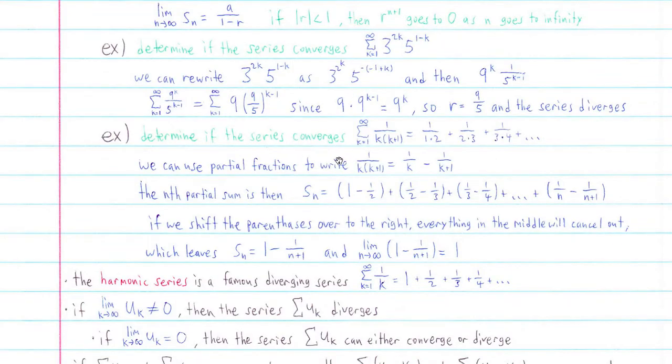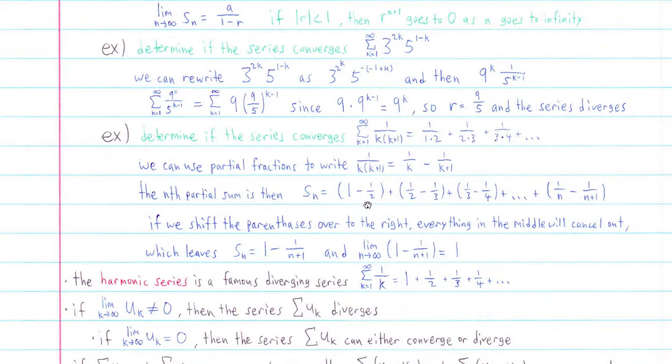So one type of special series is called a telescoping series, which is when a lot of the terms cancel out. So to see how this works, first we need to use partial fraction decomposition on the general term of this series. So we can decompose it into 1 over k minus 1 over k plus 1. Now, if we write out the nth partial sum of this series using this form, then it becomes more clear how the terms cancel out.